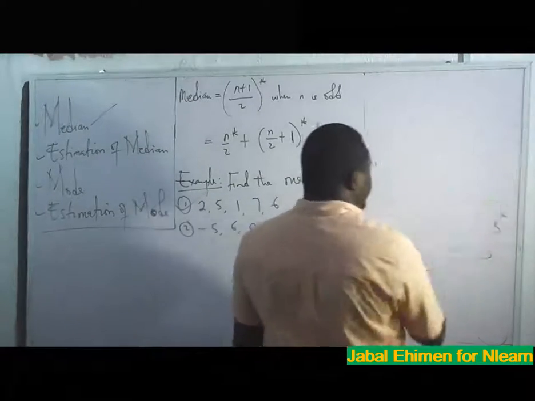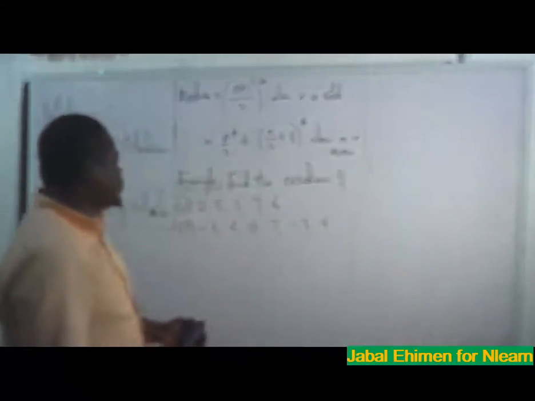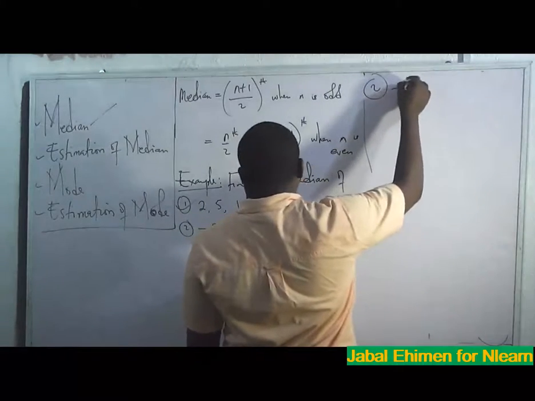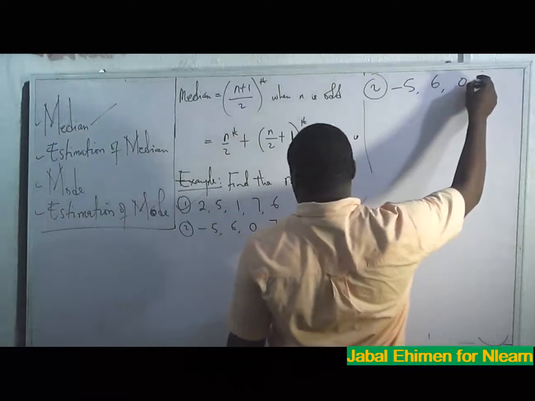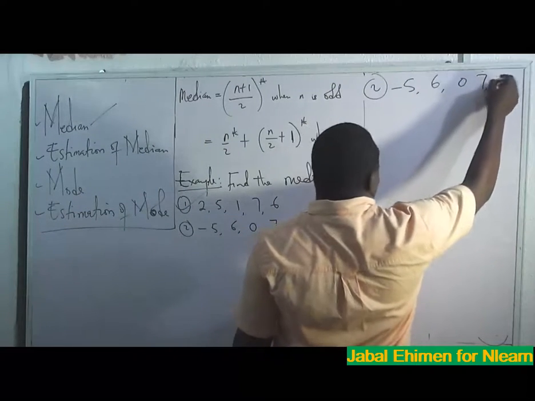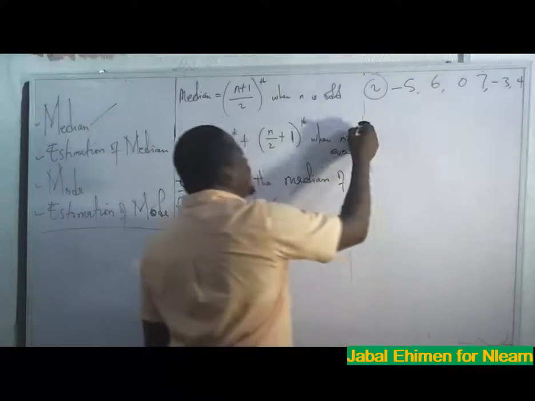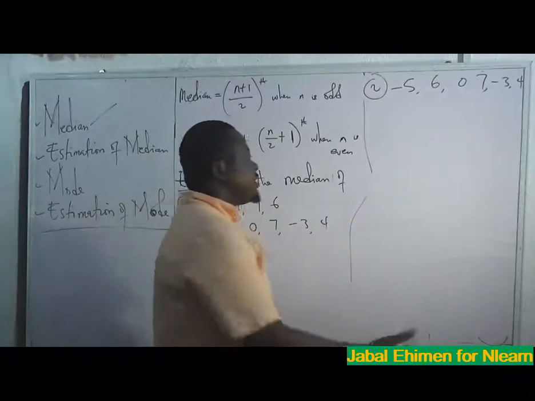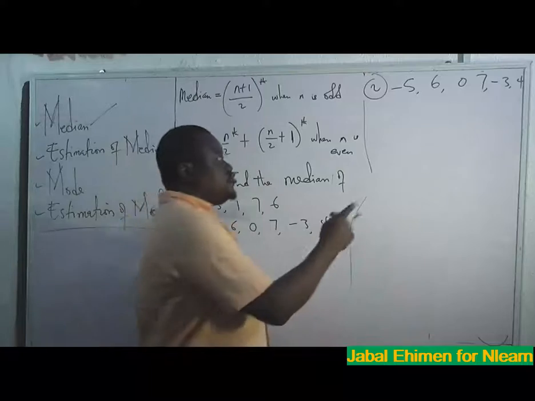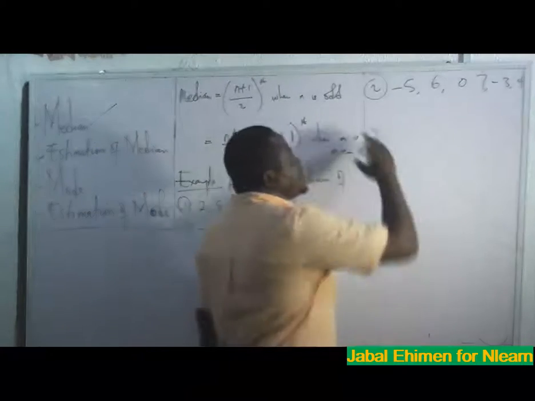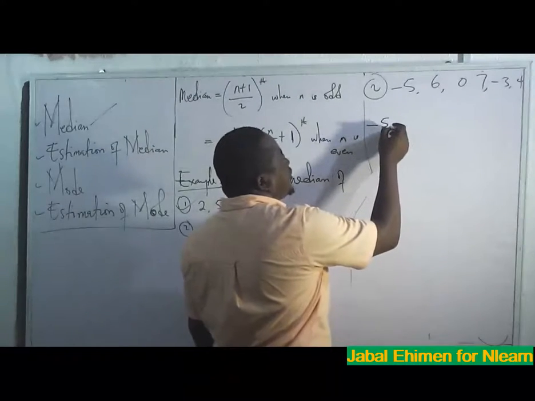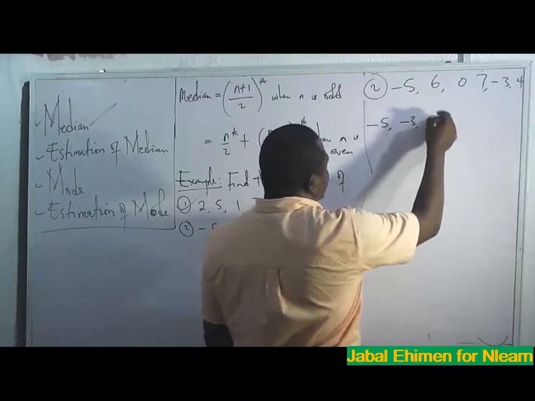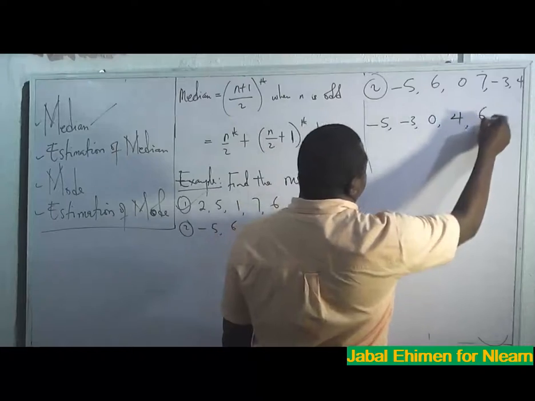So the second question, you have question 2, you have minus 5, you have 6, you have 0, you have 7, you have minus 3, then you have 4. So if you rearrange them in ascending order of magnitude, it's easy. What you just need to do is to take the smallest. From these values, the smallest is minus 5. You have minus 5, you have minus 3, you have 0, you have 4, you have 6, and you have 7.